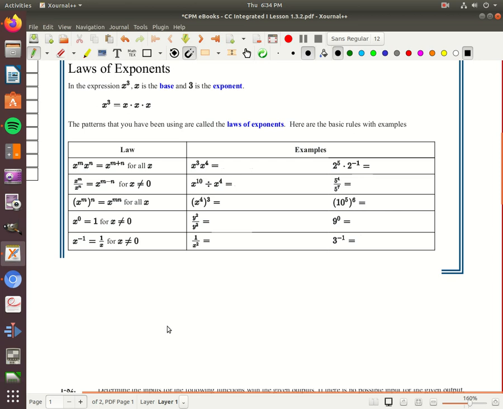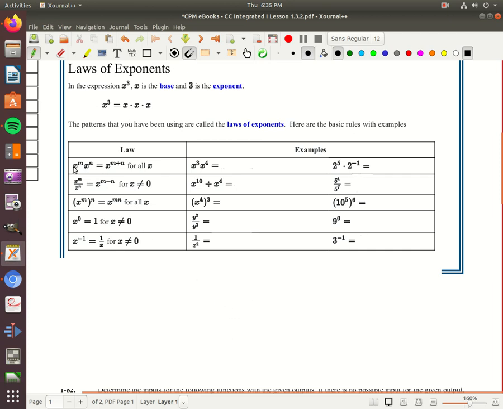I wanted to make a quick video regarding the laws of exponents. Again, this is a review video going back to chapter 1. If you'll remember, we did 5 laws of exponents. I'm going to go down the first column and then I'll worry about the second column in a minute, so I don't want you to think I forgot about these examples.